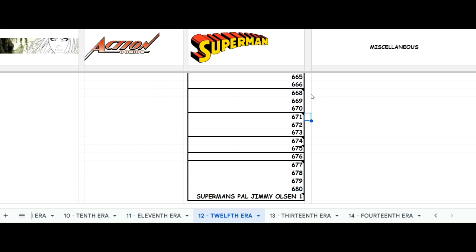The next arc is a 3-issue arc called The Insect Queen, 671, 672, 673. The next arc is a 2-issue arc called Shadows Linger, Part 1 and Part 2. Superman 675 has a final page that ends with gigantic cosmic hands swirling over a black hole in space.